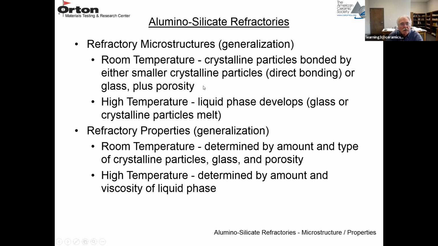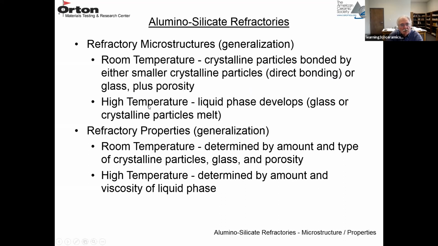So for the microstructures, we can make some generalizations. Room temperature, for all of these materials, you're going to have a crystalline particle bonded by either smaller crystalline particles, and that's known as direct bonding, or bonded by a glass, depending on the composition. So the higher alumina materials will be more direct bonding. The fire clay materials will be more glassy phase bonded. You're always going to have porosity.